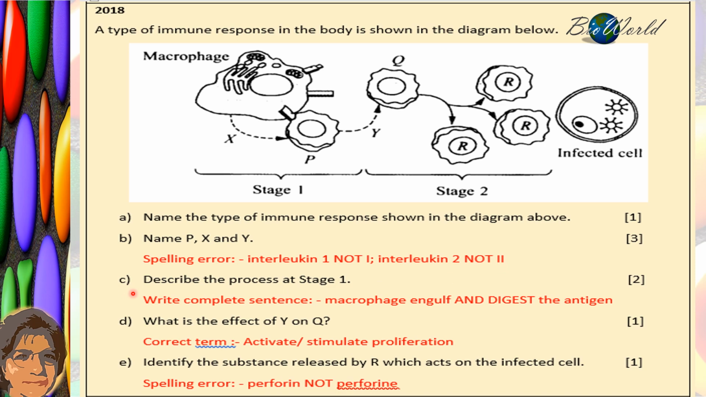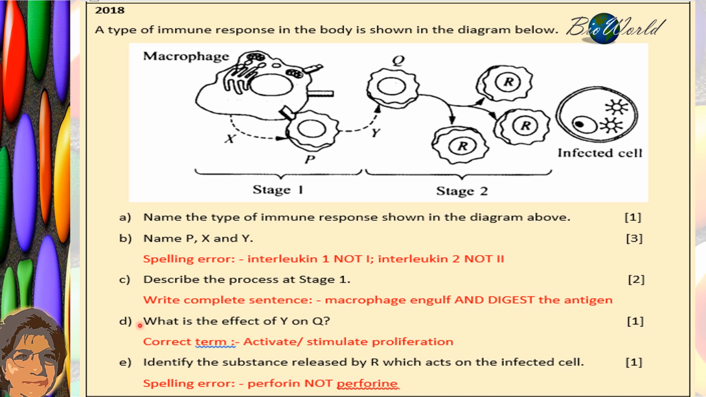Okay, then when they ask you to describe the process at stage 1. So at stage 1 here, if this is 2 marks, you cannot just mention that it will synthesize interleukin 1. You have to talk about how it becomes an APC. So the same thing here, you see, macrophage, engulf, and digest. The same correction of 2013 is being mentioned in 2018.